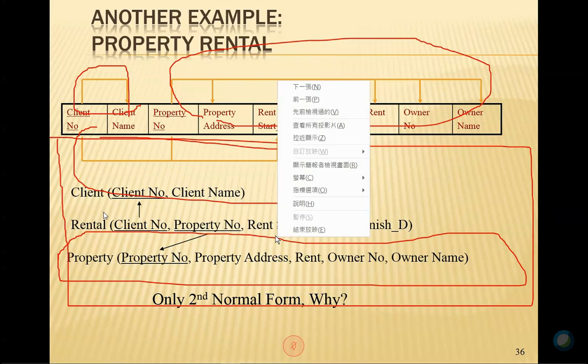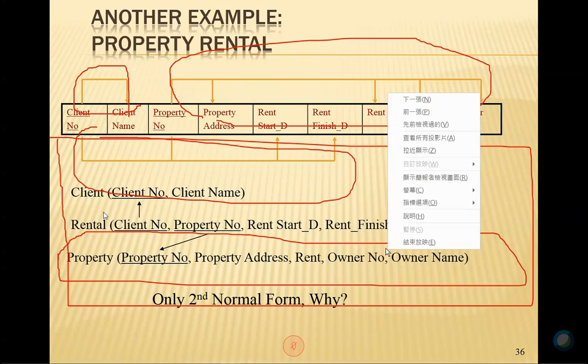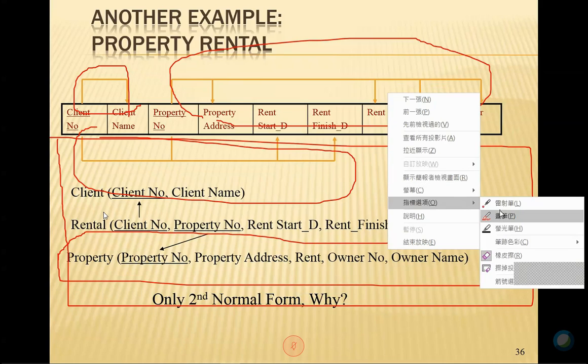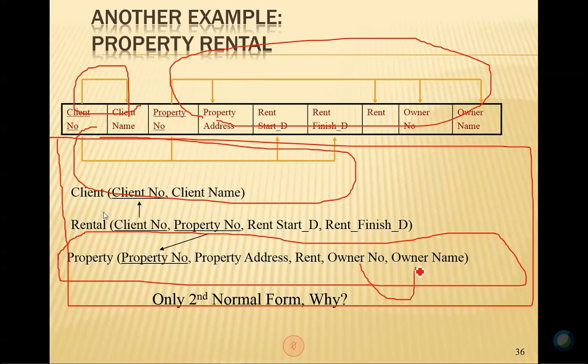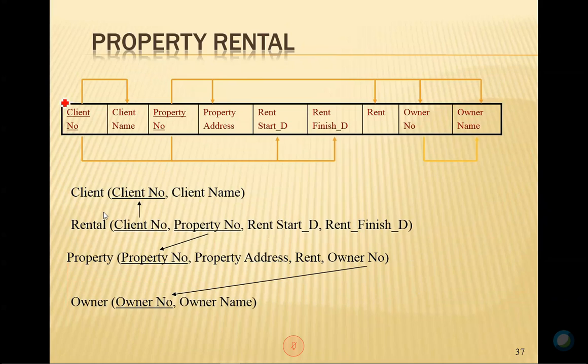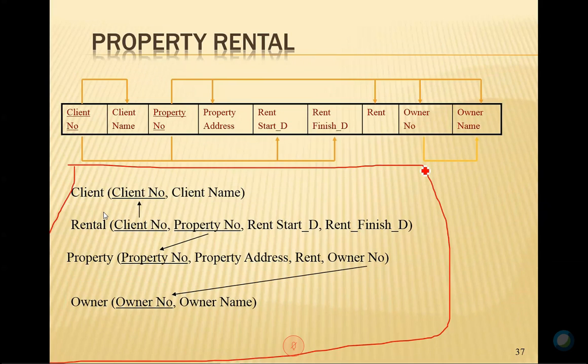Give me a second. If there's any transitive dependency like this one, owner number can tell me the owner names. How can I solve the problem? Just by breaking it down further. All right. Okay.